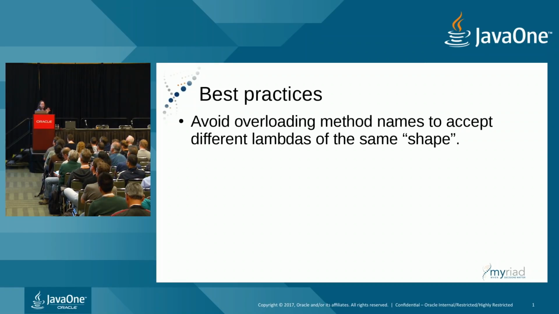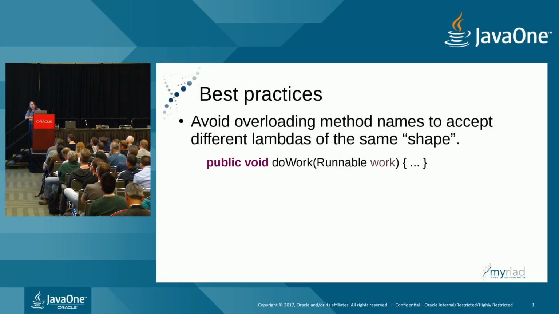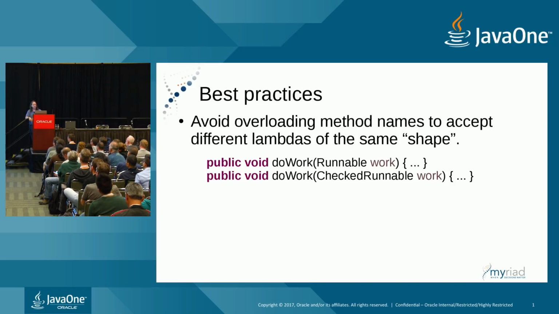Another thing: sometimes you have a method, and let's say I've got an API that has a method in it to do some work, and it takes in a Runnable. And then I think, you know, checked exceptions. That's going to make people sad. So let me also accept a CheckedRunnable, one that can throw checked exceptions. It's a weird naming convention in my opinion, but whatever.